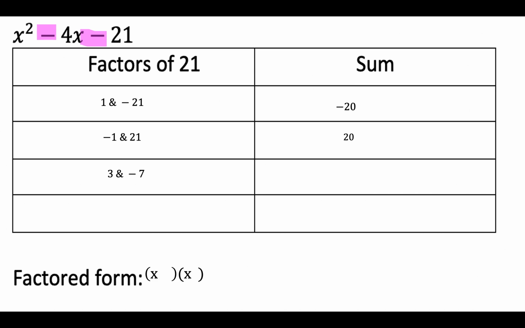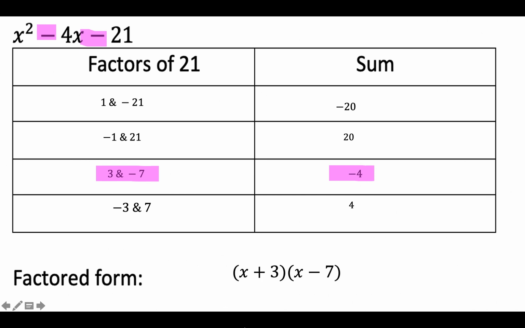Negative 7 times positive 3. Add them together, we get negative 4. And negative 3 times 7. Add them together, and we get positive 4. Let's take a look at all these factors and see which one gave us a sum of negative 4. Right here, 3 times negative 7 added up to negative 4. So we know positive 3 and negative 7 go inside our parentheses. So our factored form is x plus 3 times x minus 7.